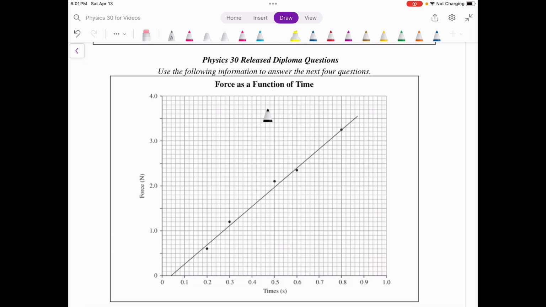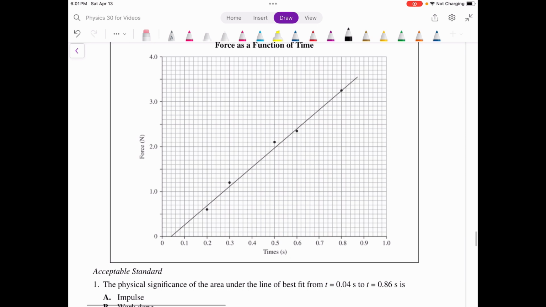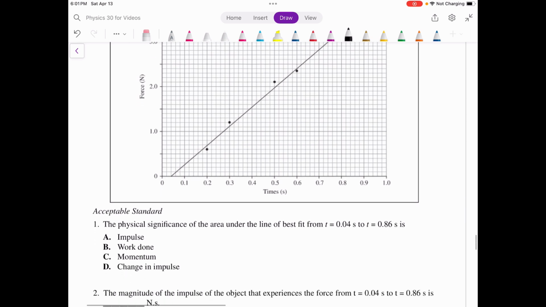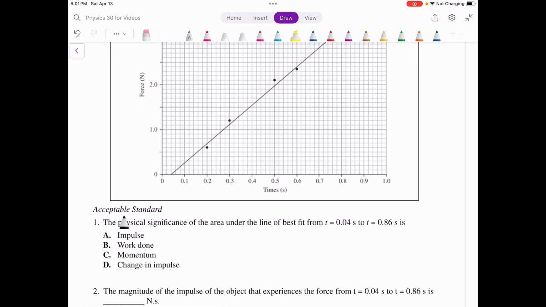All right, so here is one from the diploma. It is a graphical analysis question. They've drawn the line of best fit for us. That's nice. They don't always do that, but they did here, okay? But let's just take a look at the graph and then get on to the question. It says the physical significance of the area under the line of best fit from t equals 0.04 seconds to t equals 0.86 seconds is, our options are impulse, work, momentum, or change in impulse.